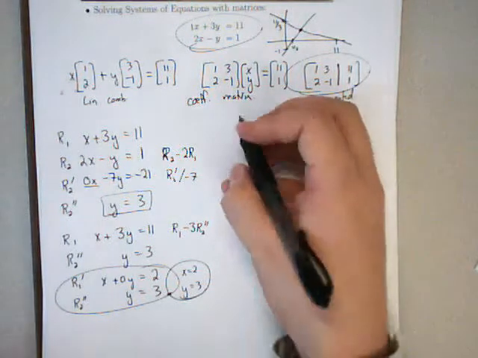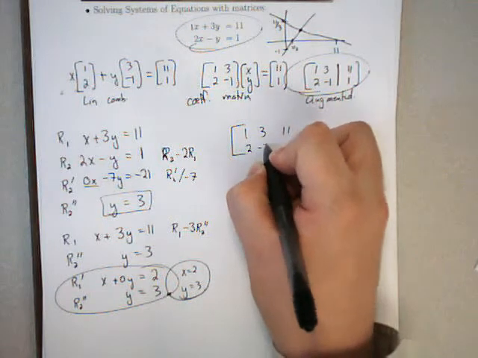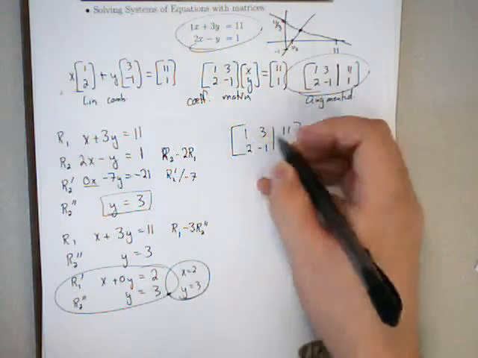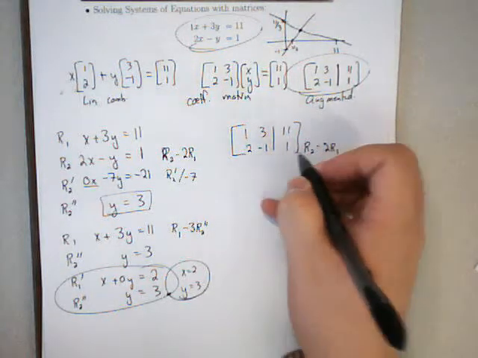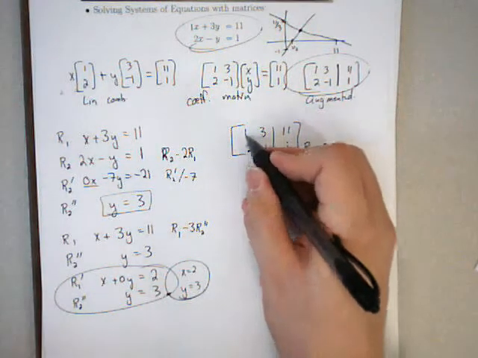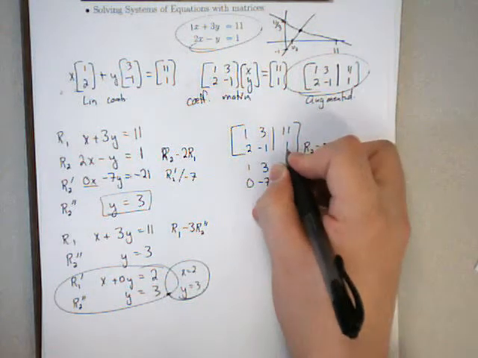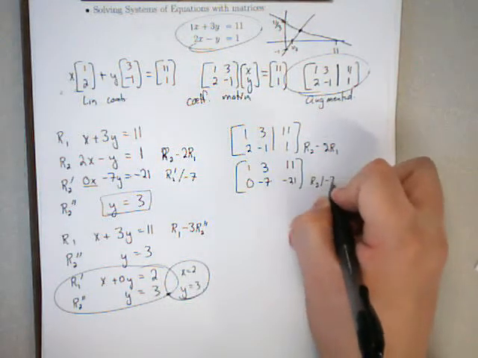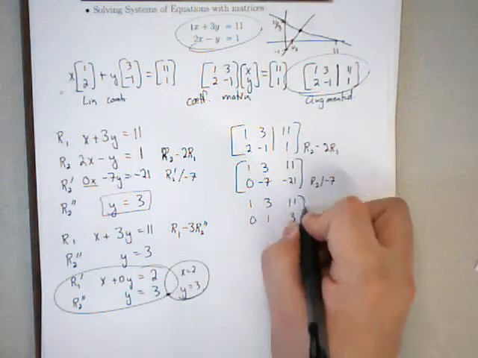Now we're going to repeat this in matrix form. I just take my augmented matrix, 1, 3, 11, 2, negative 1, 1, and I do the exact same thing as before. I want to eliminate the 2 by using the 1, so I'll take row 2 and subtract 2 row 1s. I'm changing row 2, so I'll replace row 2 with the new row. So that 1 minus that is 0. This one minus 2 of those is negative 7. That minus 2 of those is negative 21. Now I'm going to take row 2 and divide by negative 7. Leave row 1 alone, 1, 3, 11, and row 2 I'm changing to 0, 1, 3.